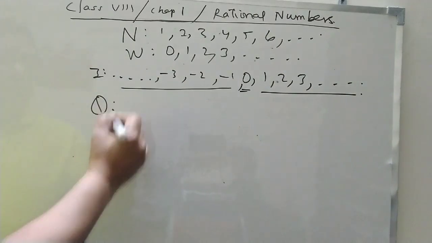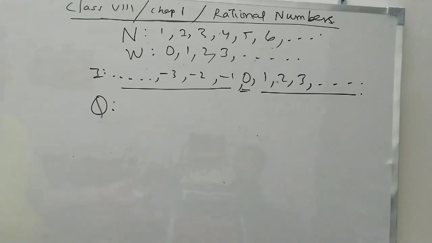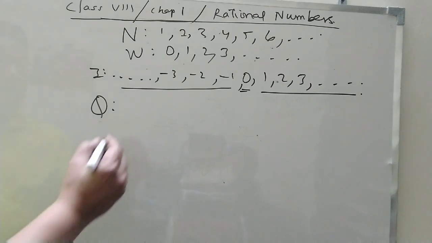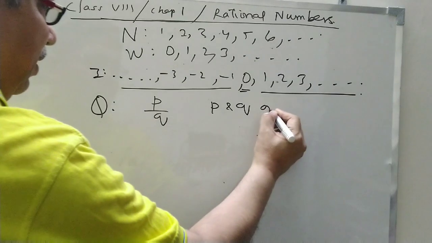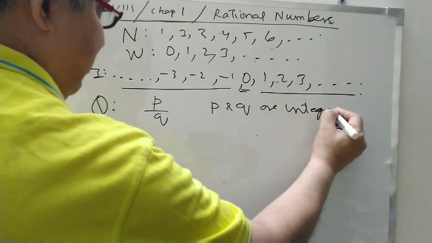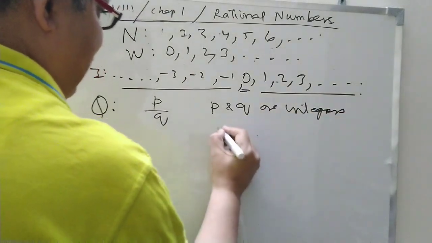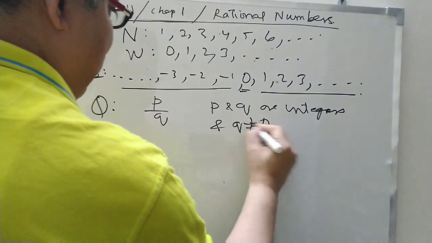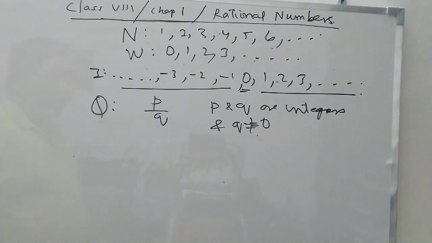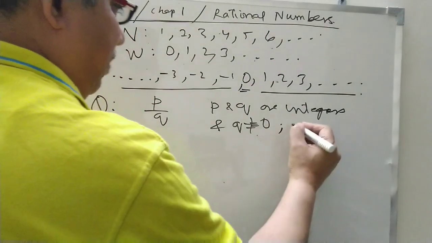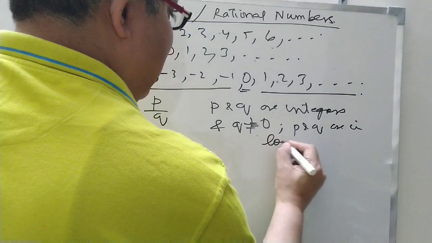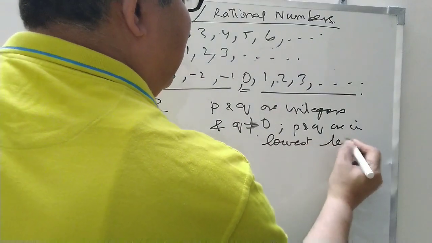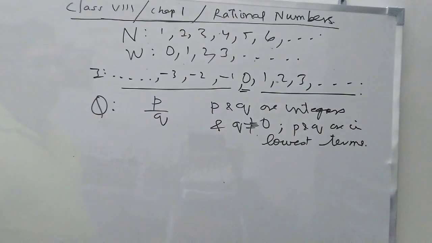Now what are these rational numbers? As you can recall what you have learnt in class 7, rational numbers are those numbers which can be written in the form P upon Q. P and Q are integers, and very importantly, Q cannot be 0. Also, P and Q are in lowest terms. Now I'll define that later.